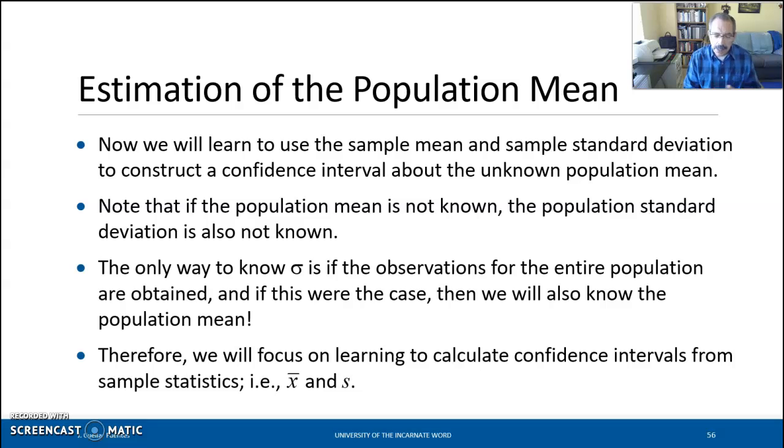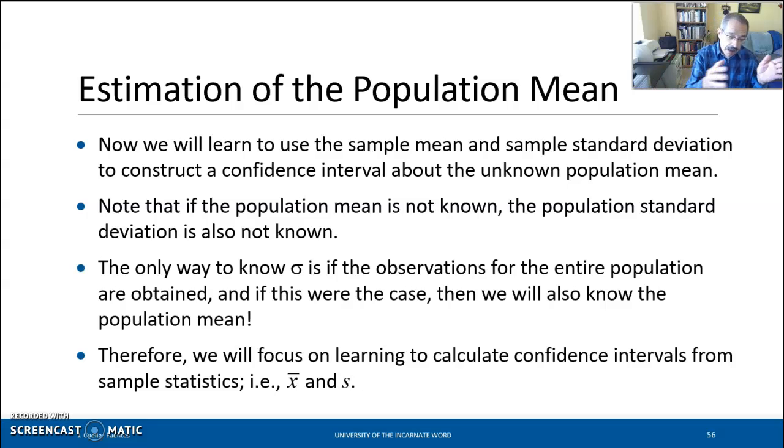All right, so in this segment, we're going to learn how to use the sample mean and the sample standard deviation to construct a confidence interval for the population mean. Now, I wanted to note one thing: if the population mean is not known, that also means that the population standard deviation is not known. Because the only way that we know the population standard deviation is if all the observations from the population are known. That implies then that the population mean must be known.